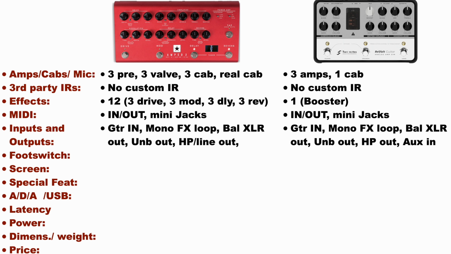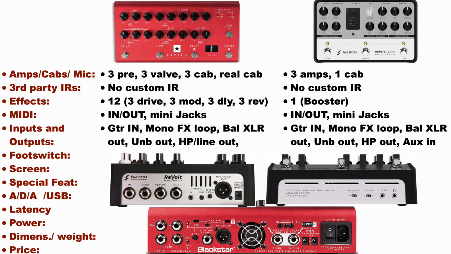In terms of input and output, the Amped 2 has a guitar input, a mono effect loop, a mono balanced XLR output, unbalanced output and a headphone line out. Furthermore, it has 8 and 16 ohm output to feed a real cabinet, as I said previously. On the other hand, the ReVolt has a guitar input, an effect loop, a mono balanced XLR output, an unbalanced out, a headphone out and an aux in.